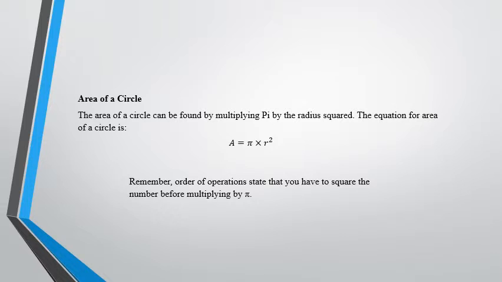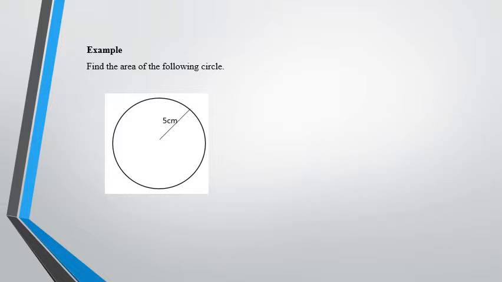It's important to remember that the order of operations states that you have to square the number, so we have to square the radius before multiplying by pi. And squaring a number, if you recall, is just multiplying it by itself. So let's see an example. Find the area of the following circle. Take a minute, pause the video, and see if you can find the area.